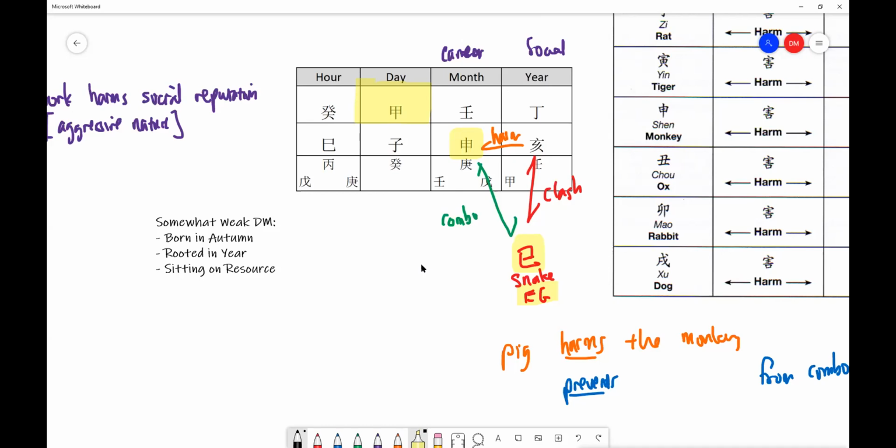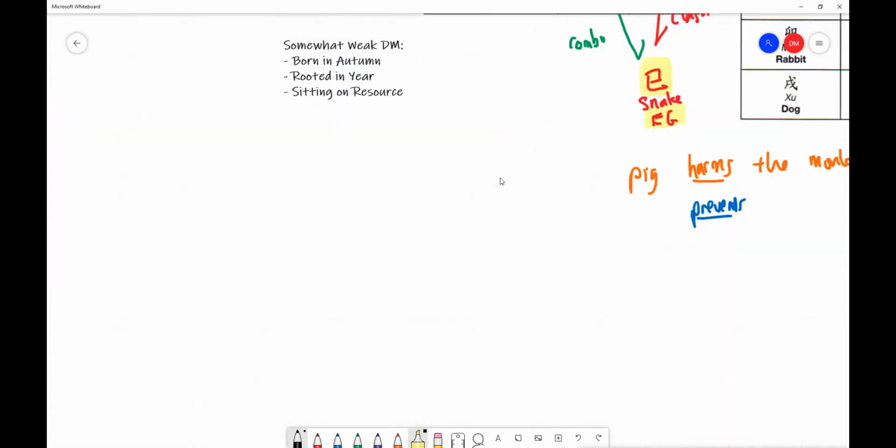What about the clash? Will the clash happen? Whether clash happens or not, or whether combo happens or not, now we have to see which is stronger. Let's say, for example, the guy brings a girl back, but the mother clashed with the girl. The mother clashed with the girl.